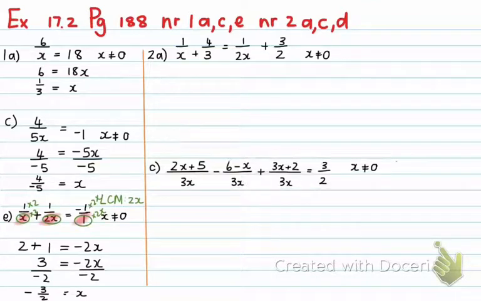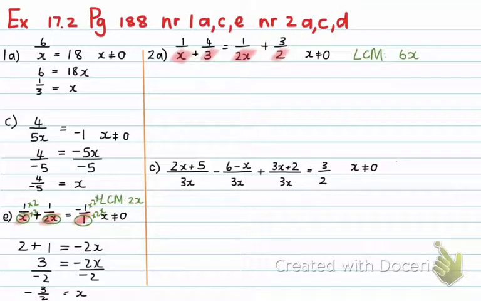Alright, 2a. I have in my denominator an x, a 3, a 2x, and a 2. So I have to find the new LCM. Between 3 and 2, the LCM will definitely be 6. And because there's an x, there will be an x as well in the LCM.